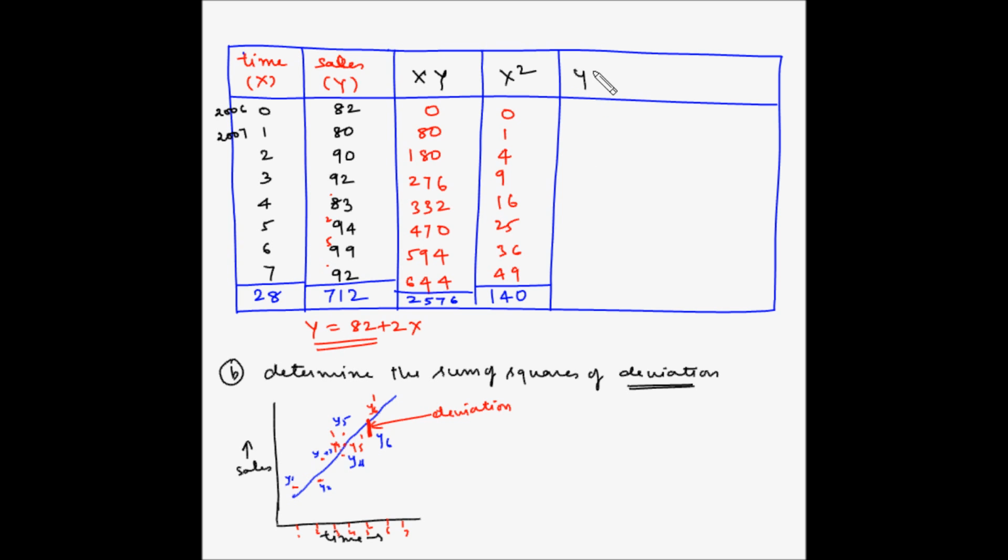So we now have to calculate y dash. So we'll put 0 as the value of x here. So y is equal to 82 plus 2 multiplied by 0, which is equal to 82. Now for 1, y is equal to 82 plus 2 multiplied by 1. So this is 82 plus 2, which is 84. And so on. So let me note down the values. Basically all these values will be 2 more than the previous value because we are multiplying 2 with the time values which are in sequence. So this will be 86, 88, 90, 92, 94, and 96.